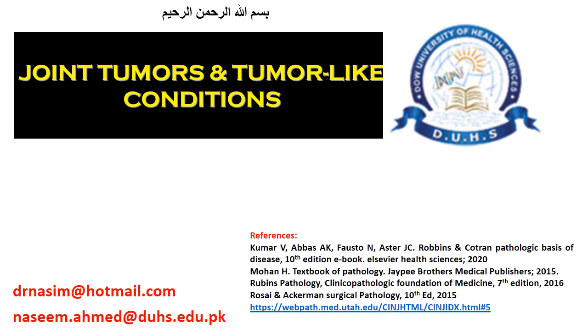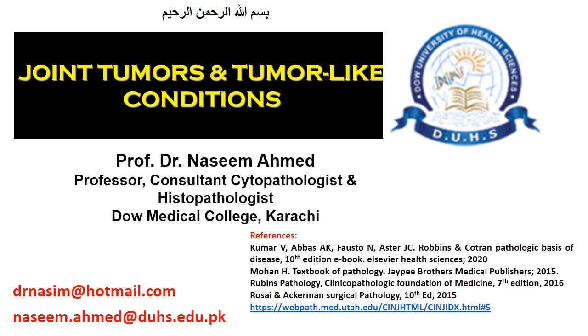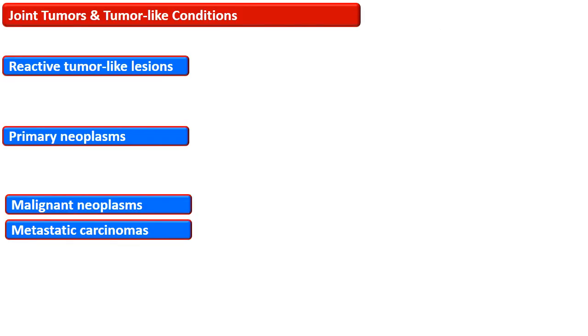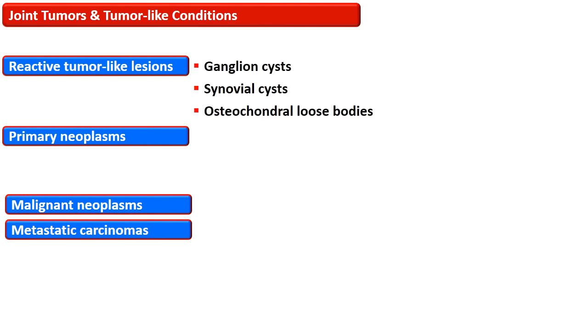Bismillahirrahmanirrahim. In this video we will discuss joint tumor and tumor-like conditions, and these are the references for this video. The tumor and tumor-like conditions of the joint can be divided into four heads. One is the reactive tumor-like condition, primary neoplasm, which are mostly benign, malignant neoplasm and metastatic carcinomas.